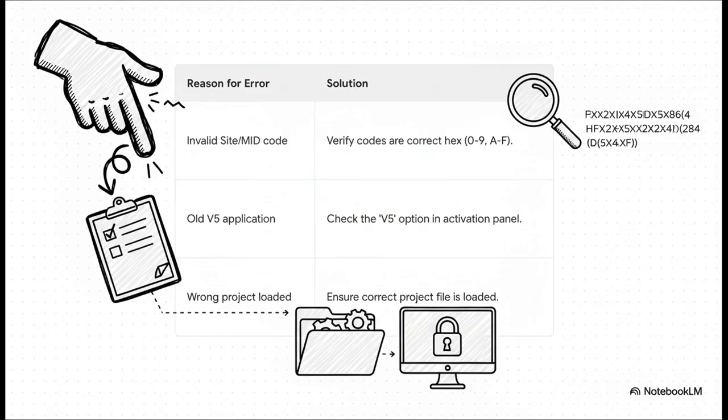Second, you might get codes from a very old V5 application. There's a simple checkbox for that. But the big one, the one that's on your end, is the third one, trying to decode with the wrong project file loaded. Remember that application signature? If the wrong project is loaded, the secret key is wrong and the decoding will fail every single time.